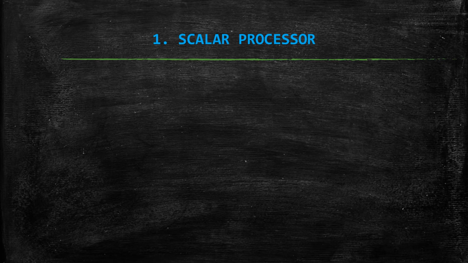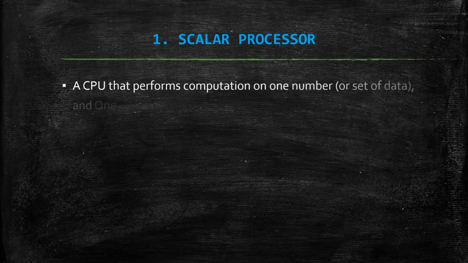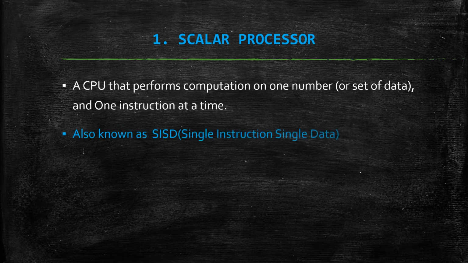The very first processor is a scalar processor. What is the meaning of scalar processor? It is a processor that performs computation on one number, or a set of data, and one instruction at a time. It means that if you give more instructions or more data at the same time, your system will not work if it's a scalar processor. A scalar processor can only perform one operation, one instruction on one data at a time. It is also known as SISD, that is single instruction single data. So we can say that this is a very basic type of system.